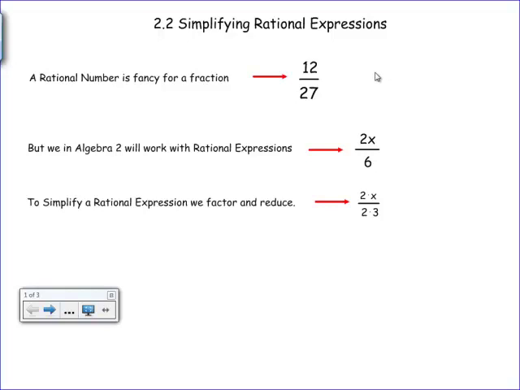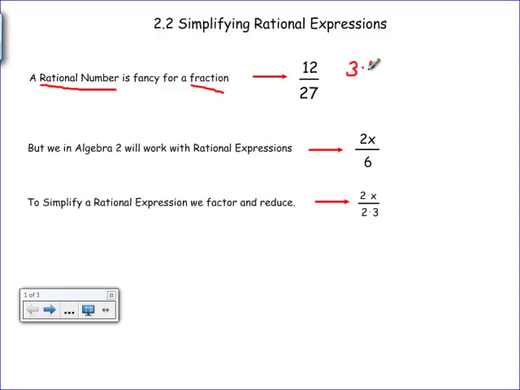All right, today we're doing simplifying rational expressions. If we remember from yesterday, a rational number is fancy for a fraction, and you've been reducing fractions since third grade. Now, I know for the most part you didn't reduce fractions like this, but I'm going to show you.